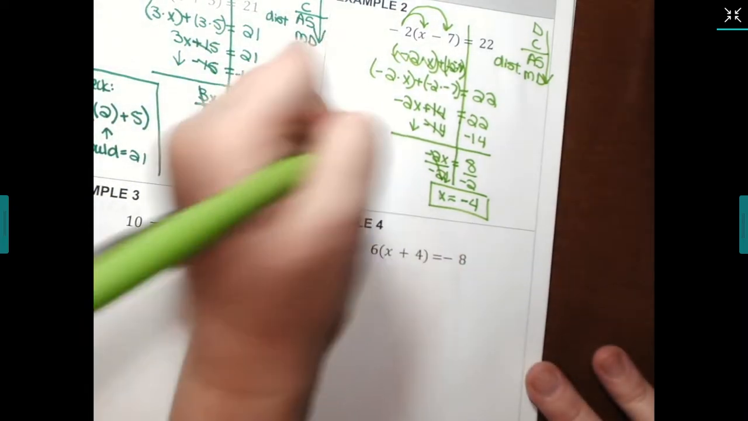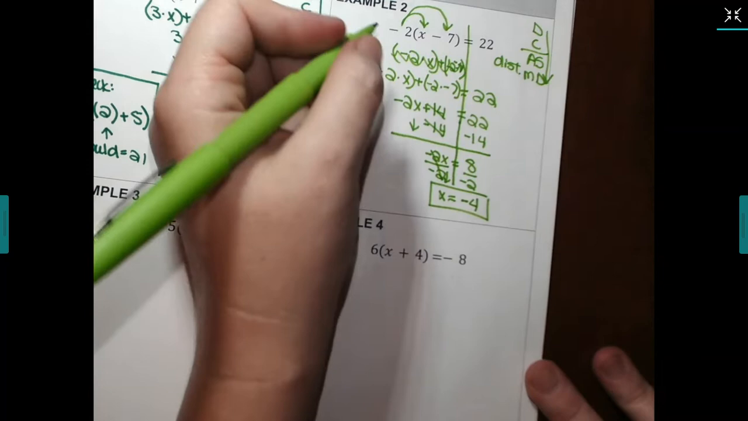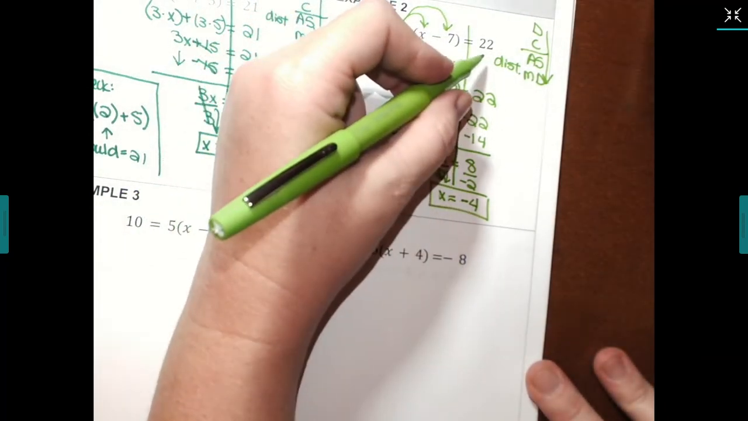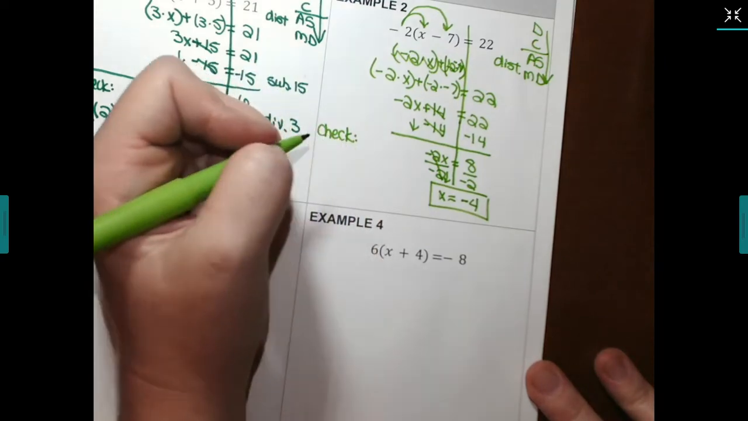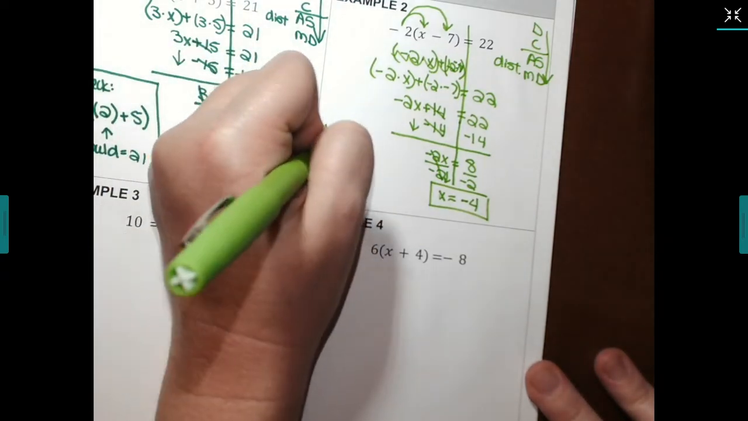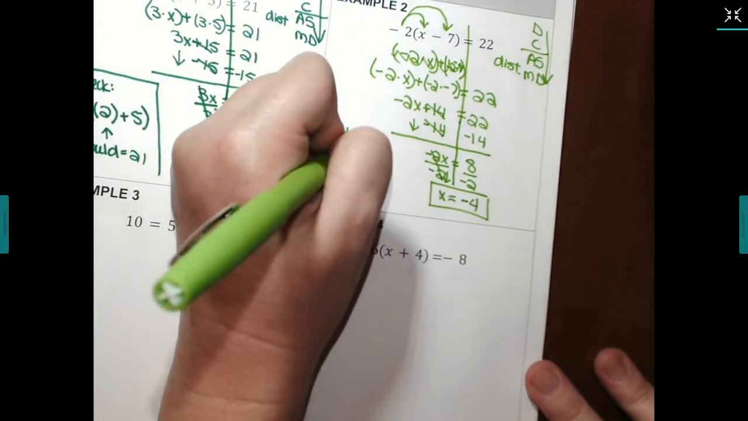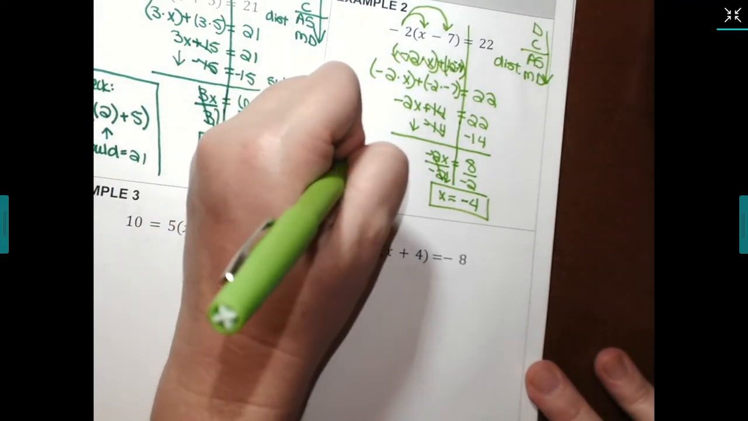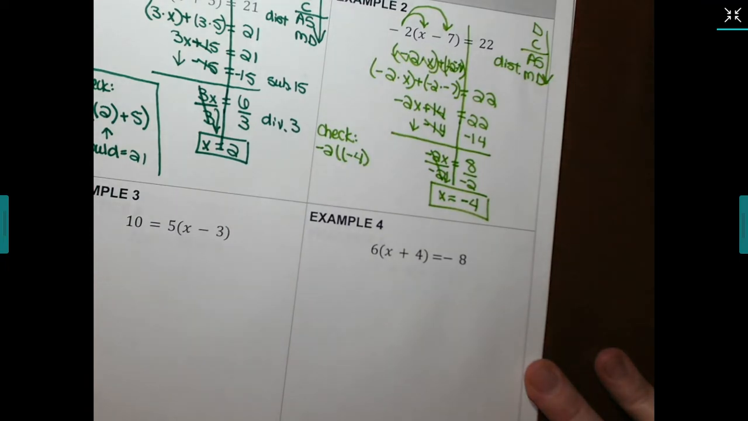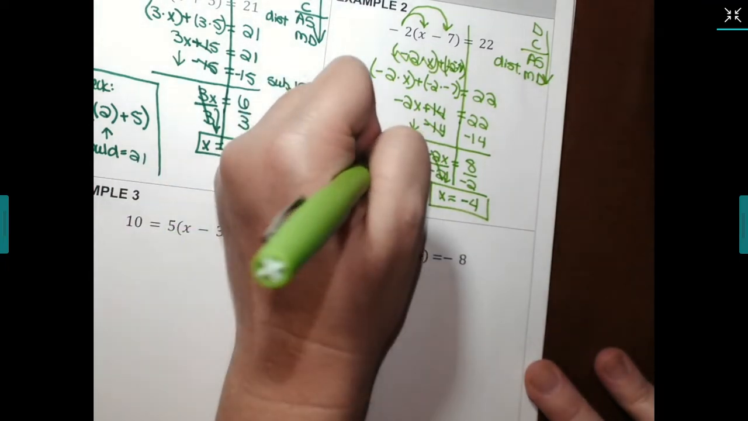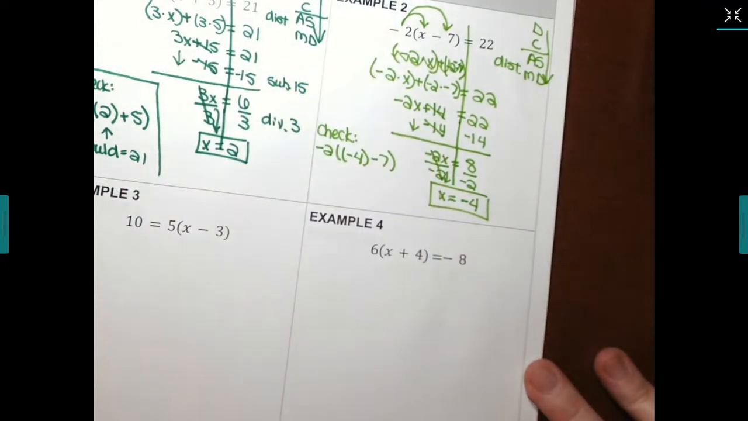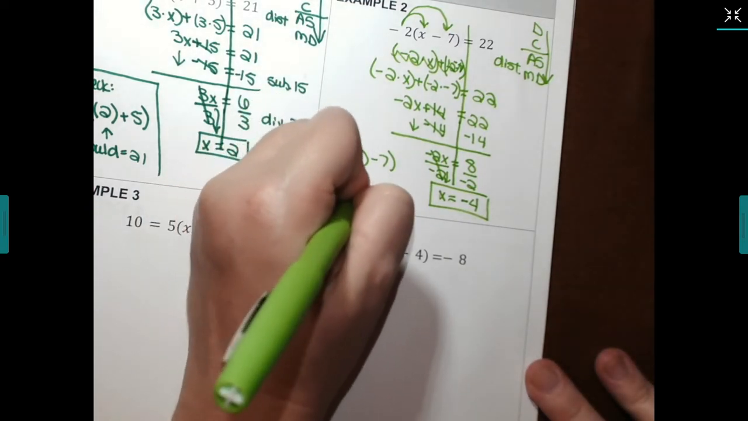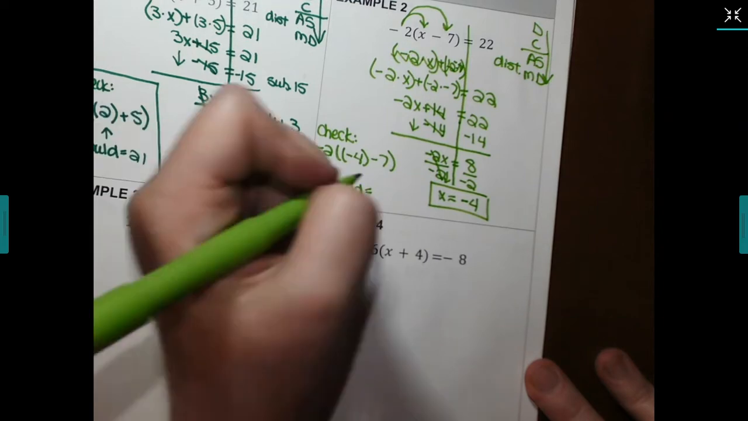Okay, to check this, we should be able to put -4 in for this x and get 22, not -22. So -2, open parentheses again, -4, close parentheses, -7, close the other parentheses. That should equal 22.